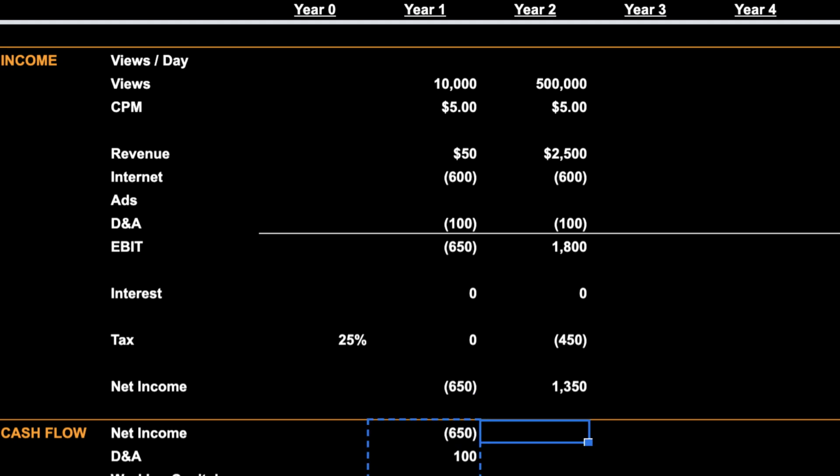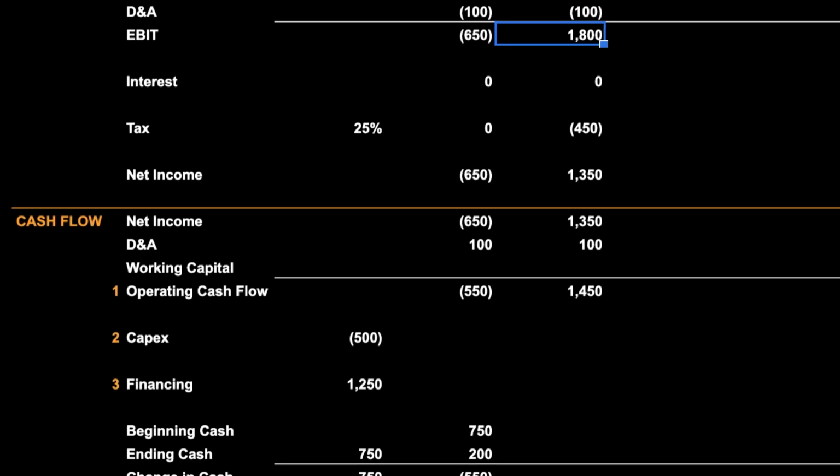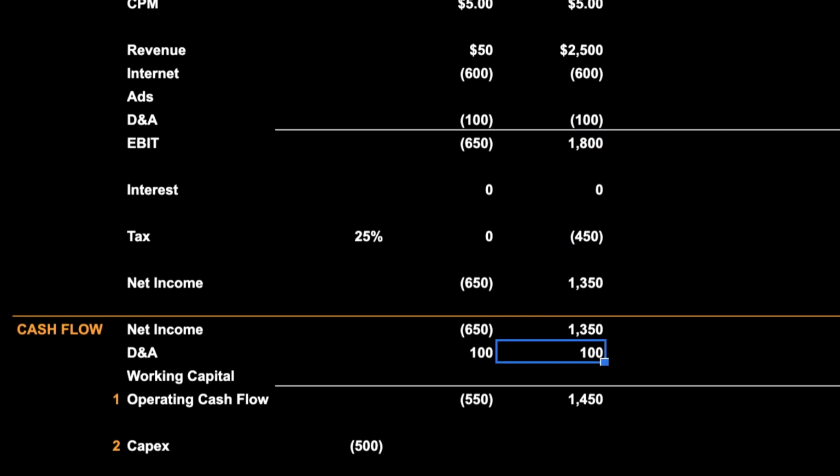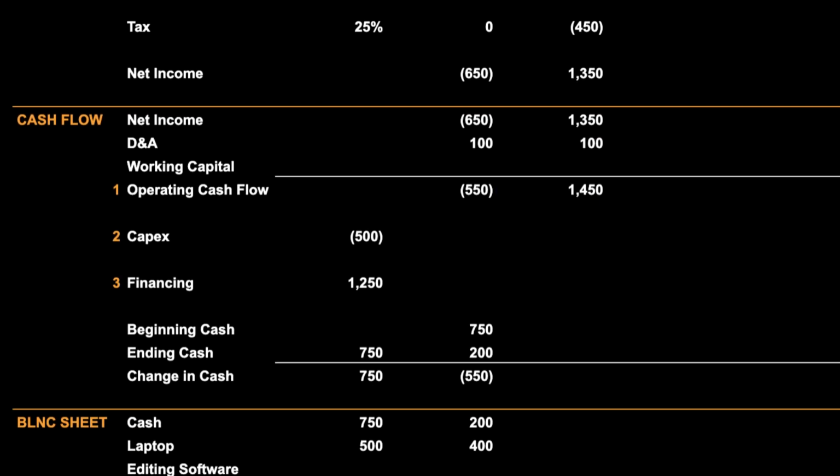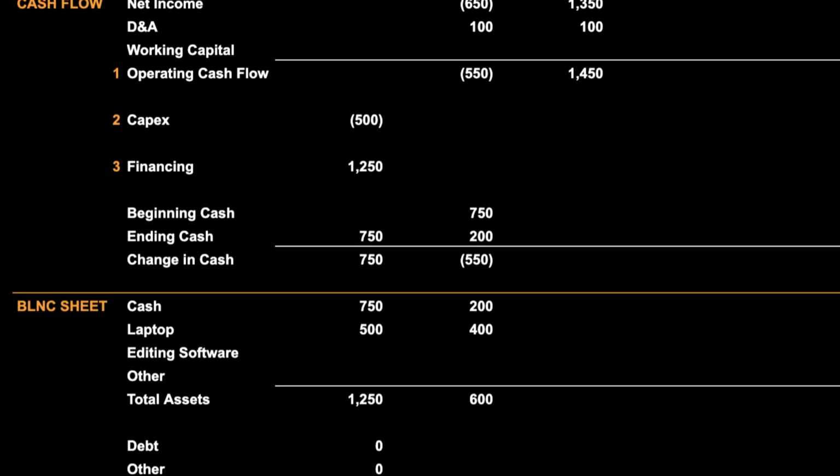$1,350, which is great. And keep in mind that that $100 of depreciation was non-cash. So we get to add that back, and our operating cash flow for the year was $1,450. Now, we still haven't made any upgrades. We haven't purchased any new computer equipment. We haven't done any financing. So there are no capital expenditures or CapEx, and there's also no impact from financing in this year. So let's take a look at what happened to our cash. Cash was at $200, and we added $1,450 to it. So that's our new balance. And once again, our laptop depreciated another $100 down to $300.